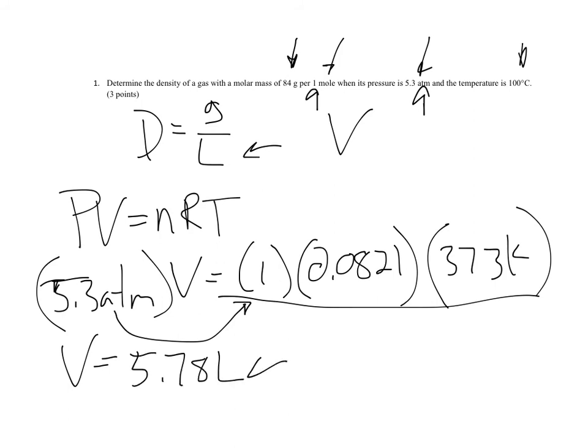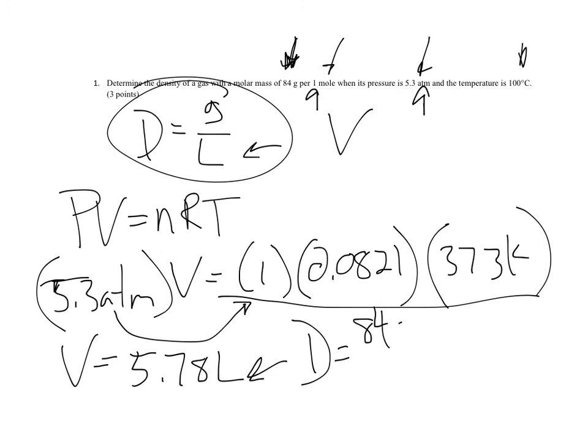So now I have liters. Up here I have grams, so to find the density equals 84 grams divided by 5.78 liters. When you do that math, you get 14.5 grams per liter.